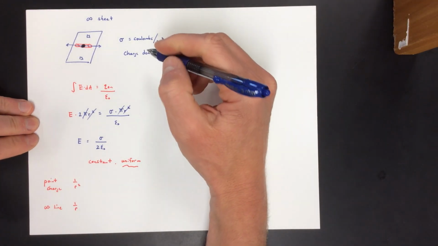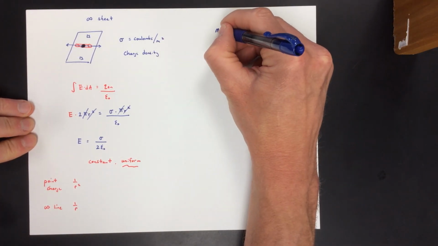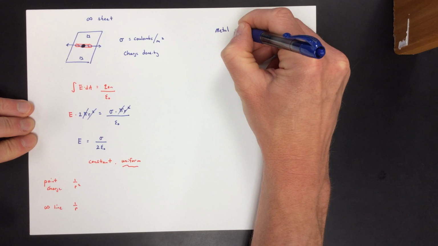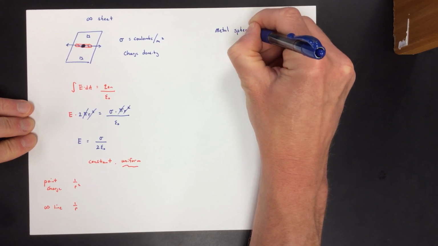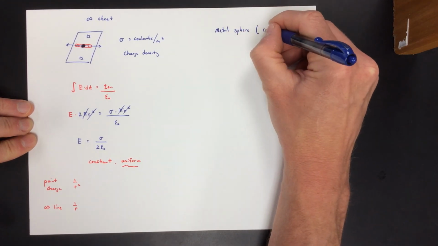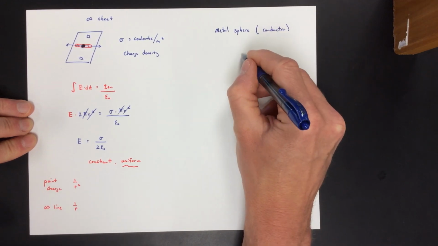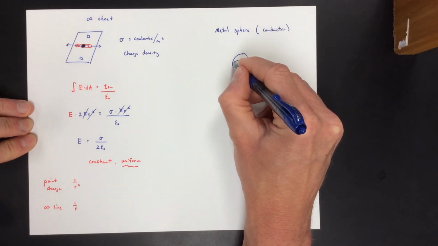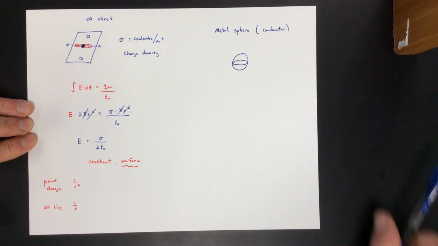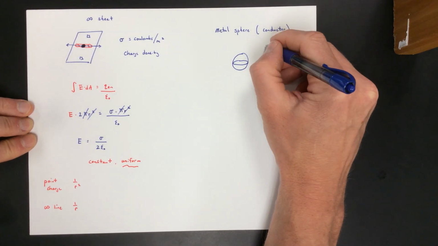Okay, now let's do a metal sphere. A metal sphere, and when I say metal, I mean it's a conductor. Okay, so we have some metal sphere, and it's got so much charge on it, charge Q.